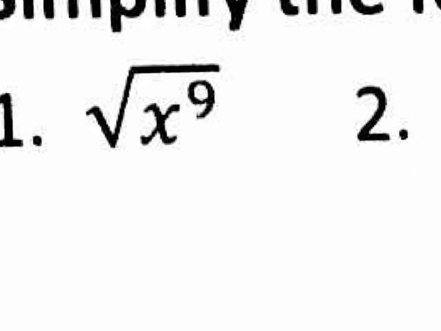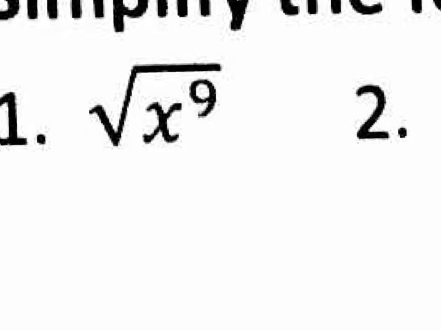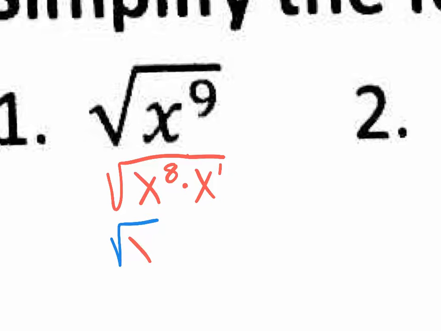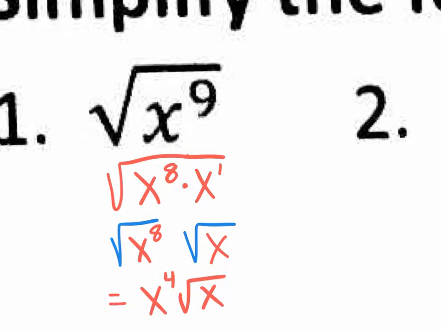So let's zoom in here and let's get that x to the 8th that we want times x to the 1. And what we're going to do is split the root to each of those. So we're going to have the square root of x to the 8th and the square root of x to the 1, which is just x. So our final answer would be x to the 4th and square root of x.